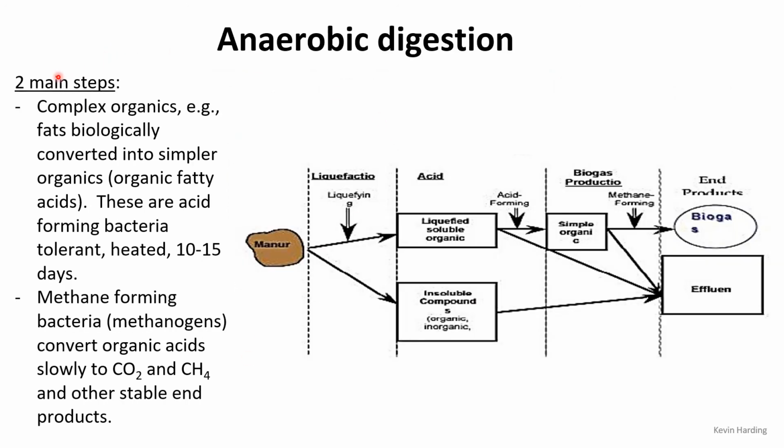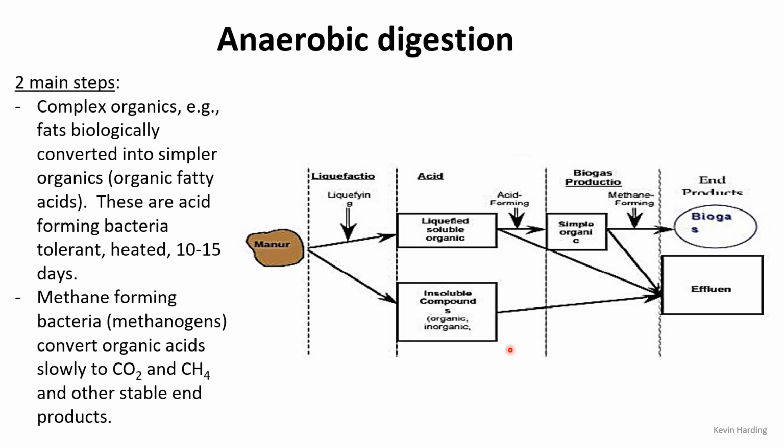There are two main steps in this. First of all, there are going to be complex organics. The complex organics in this could be fats, and these are going to be converted into simpler organics. There are acid-forming bacteria, which are tolerant. They can be in here for 10 to 15 days to take this step. So that is the first step that we've got here. And sorry about the quality of this diagram.